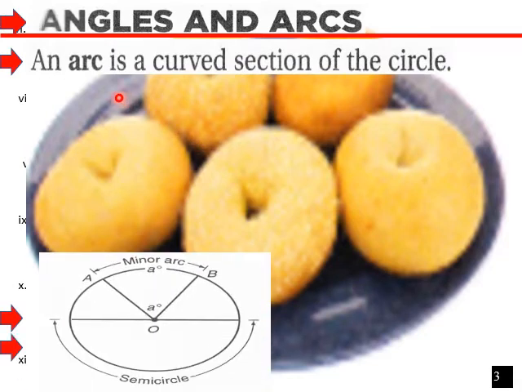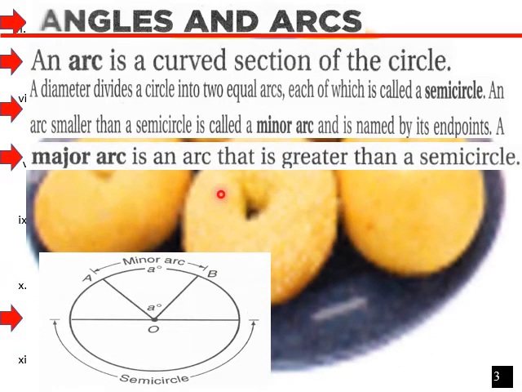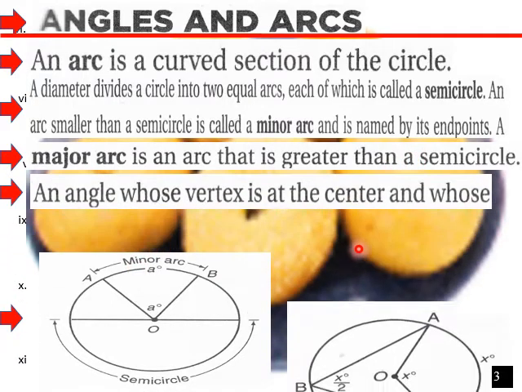Angles and arcs. So an arc is a curved section of a circle. This would be an arc right here. A diameter divides a circle into two equal arcs. So this would be a diameter here, and then this arc would equal this arc over here, which is called a semicircle. An arc smaller than a semicircle is called a minor arc and is named by its endpoints. A major arc is an arc that is greater than a semicircle.